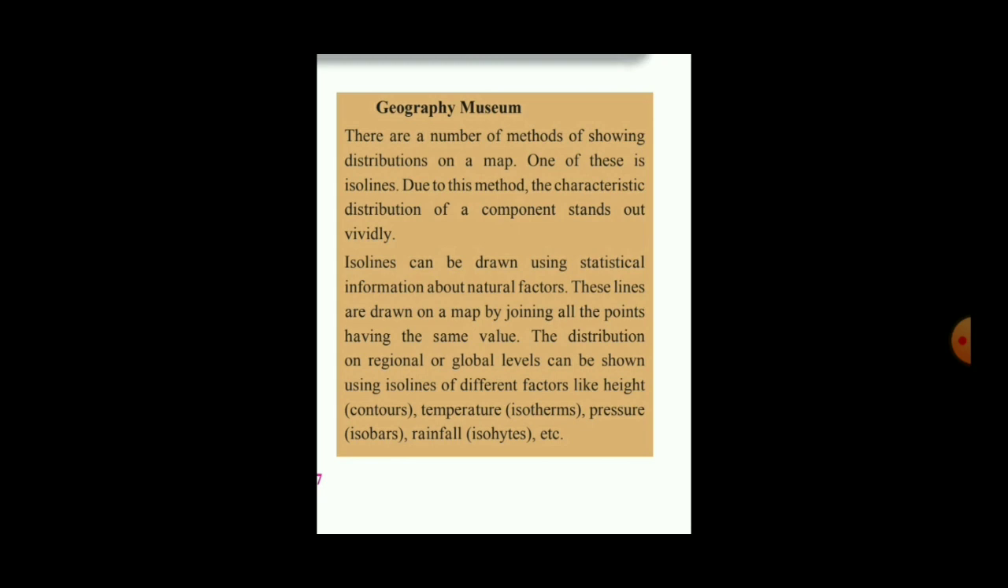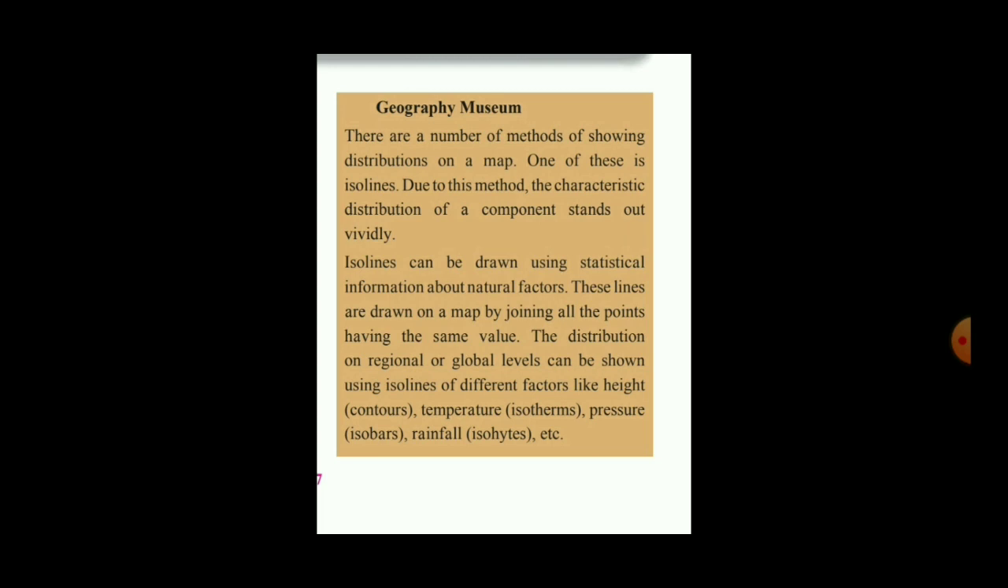Now, isolines are drawn using statistical information about natural factors. Some facts, some numbers should be there for you to draw these isolines. These isolines are drawn on the map by joining all the points having the same value. So, the places having the same value are joined by these lines. Now, the distribution on the regional or the global level can be shown using isolines of different factors. For example, height is shown by contours, temperature is shown by isotherms, pressure is shown by isobars, and rainfall by isohyets, etc. So, what are contours?